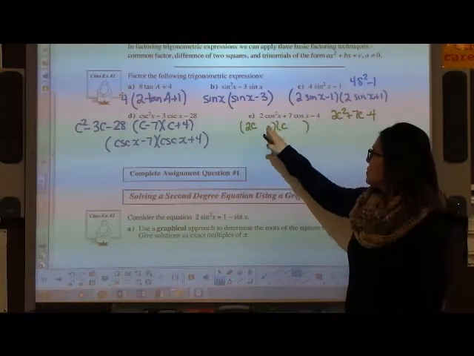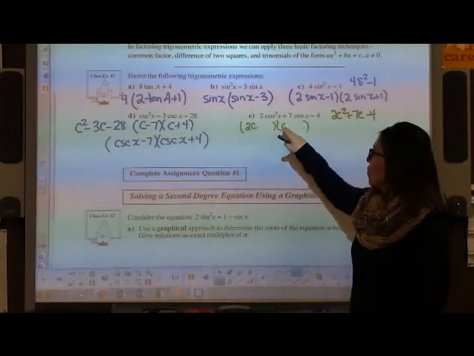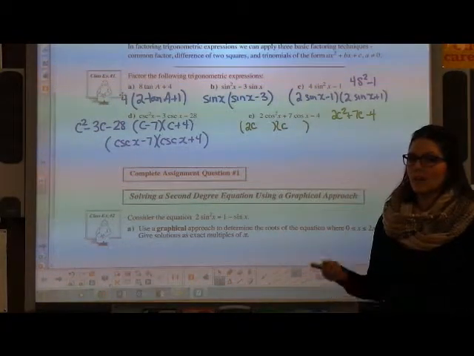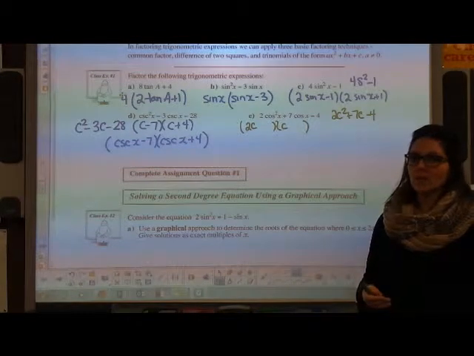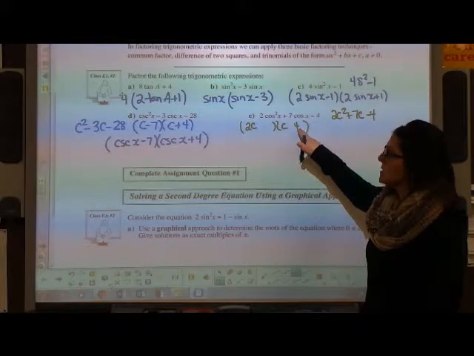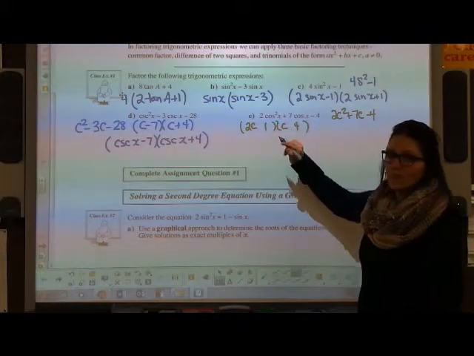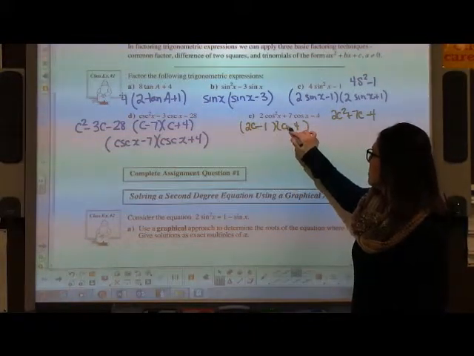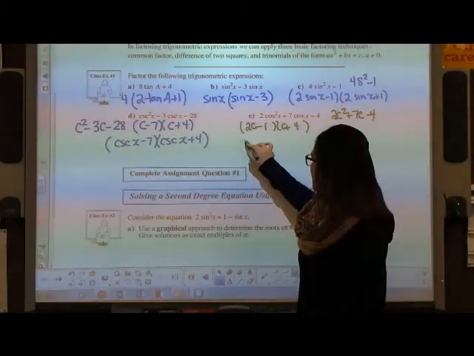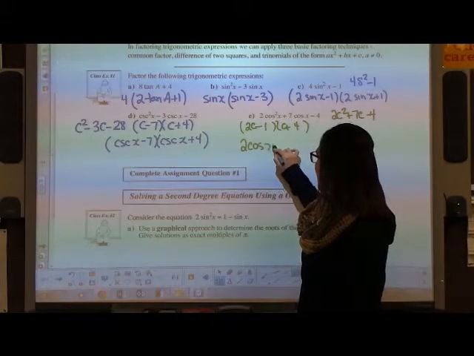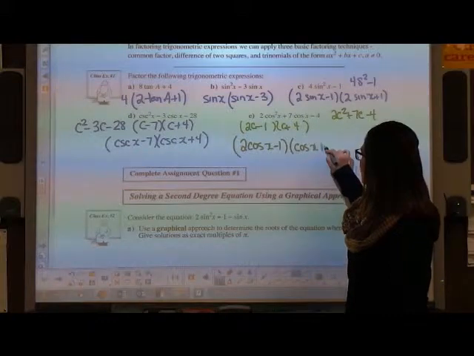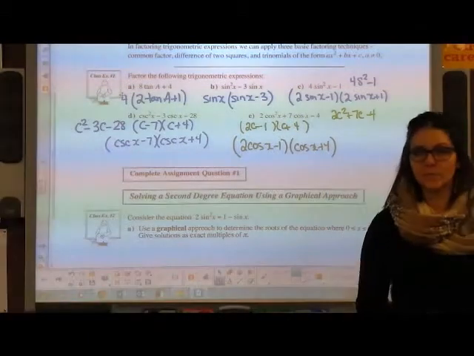If I choose 2 and 2, I'm going to get a 4 and a 2, which is not going to get me to a 7. So I'm going to have to use the 1 and the 4. I have to put the 4 opposite the 2, because that's going to give me 8. 1, there's my 7, if I find the difference between them. So a positive 8 and a negative 1. Change this back, I get 2 cos x minus 1 and cos x plus 4.